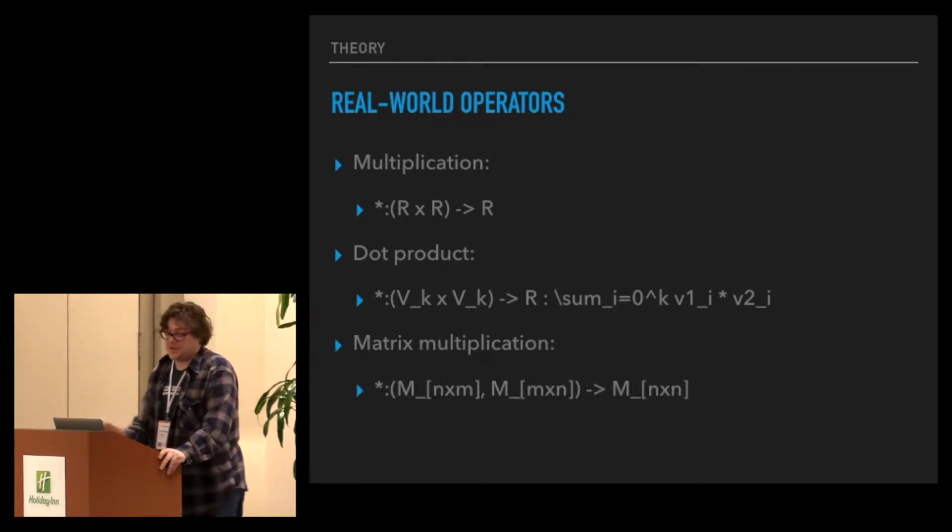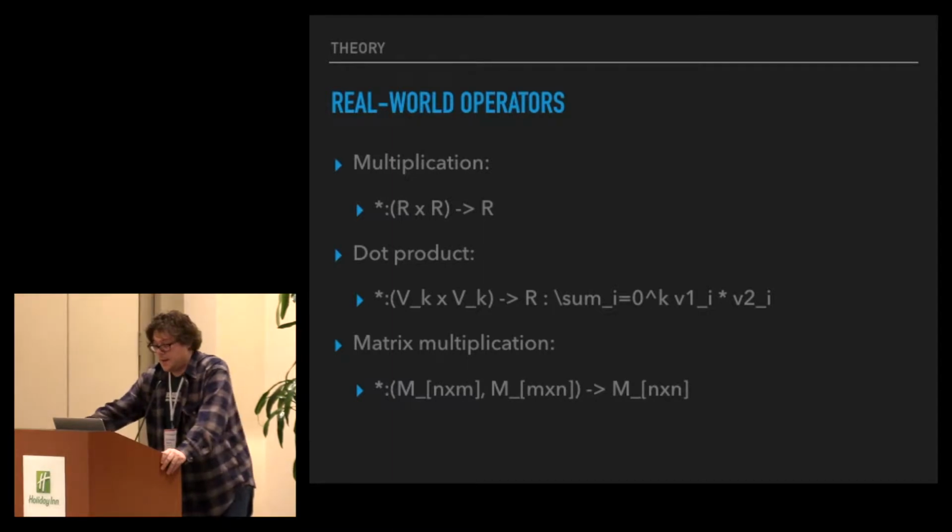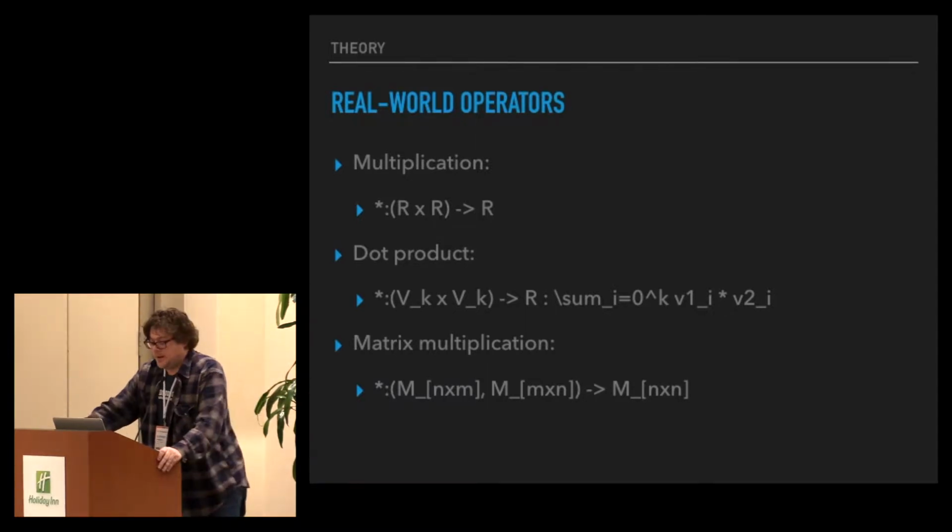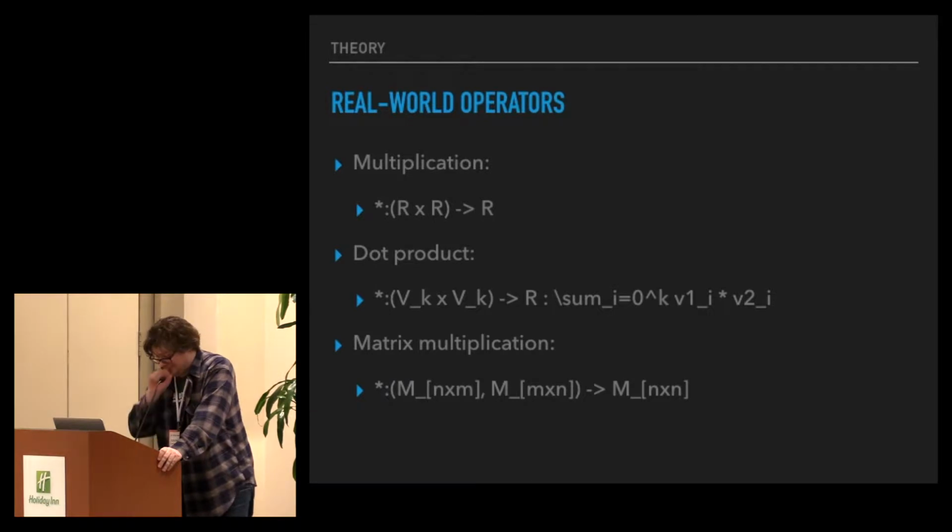And then there's matrix multiplication, which I'm not going to bother defining, but it takes an n by m and an m by n and produces an n by n. This is just one example of it. So they don't actually, the n's don't actually have to match up. I just did that there.